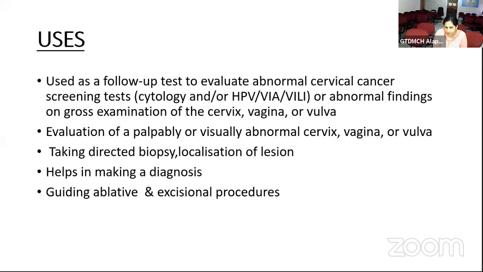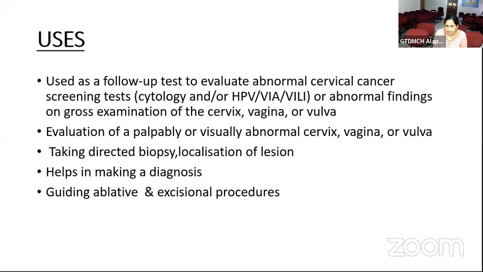That is, if the cytology is abnormal or the human papillomavirus (HPV) is positive, VIA is positive, VILI is positive, you have to evaluate with colposcopy. And also for gross examination of the cervix, vagina, or vulva. If there is any gross abnormality, you can inspect with colposcopy because you will get a magnified view.